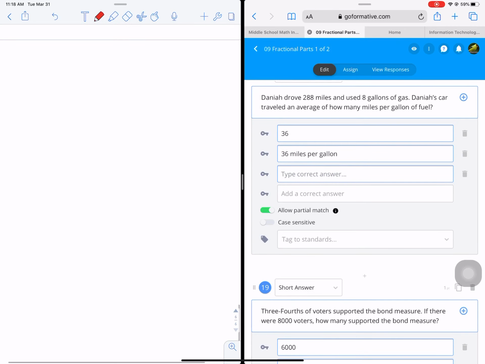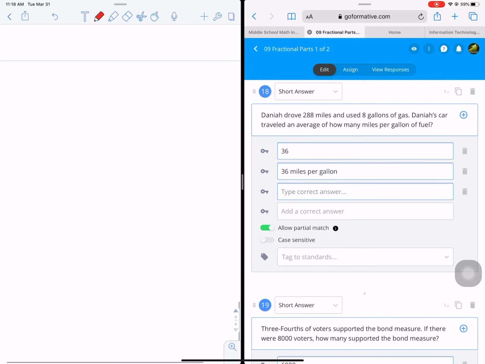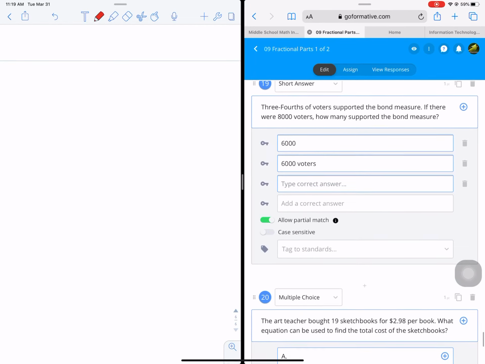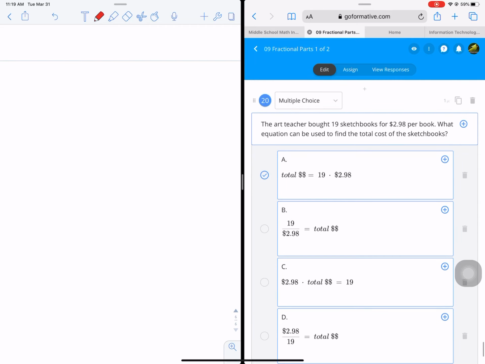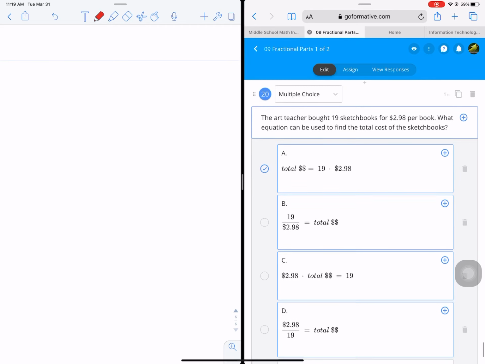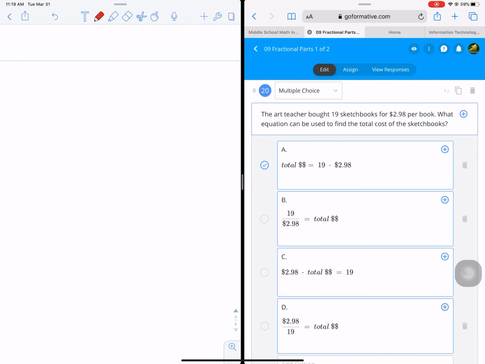Danya, I always try to use my students' names as much as possible. Danya, great student of mine in the past. Danya drove 288 miles and used 8 gallons of gas. Danya's car traveled for an average of how many miles per gallon of fuel? Again, we're dividing, multiplying, and then this we're going to try to set up this problem.